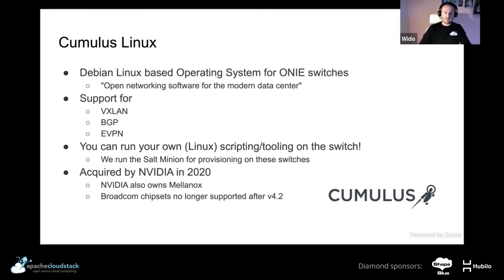I do have to add that it was acquired by NVIDIA in 2020, and NVIDIA also owns Mellanox, and that means that after version 4.2 from Cumulus, the Broadcom chipsets are no longer supported. Mellanox and Broadcom, you know, they're in a war. They're really competitive with each other, and yeah, starting with 4.3, you need to have a Mellanox chipset inside your switch. We're not there yet. We're still on 4.1 on most of the environment. So yeah, it's not our problem right now. We need to look at it in the future.